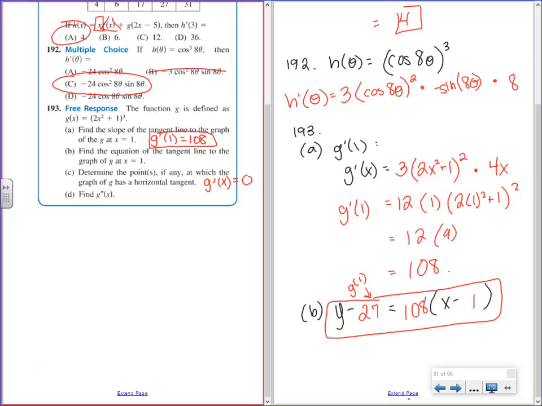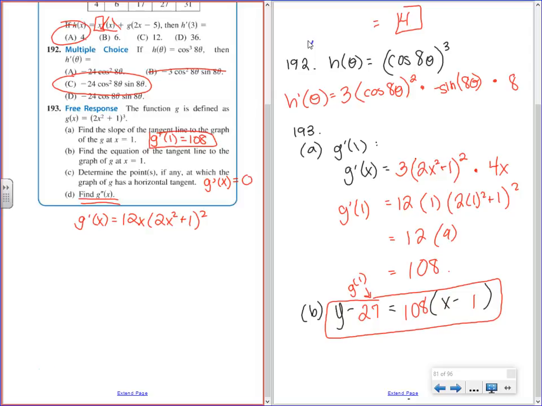And then how do you find a second derivative? G double prime. We take g prime and we go again. So let's rewrite g prime real quick. It is 12x times 2x squared plus 1, squared.